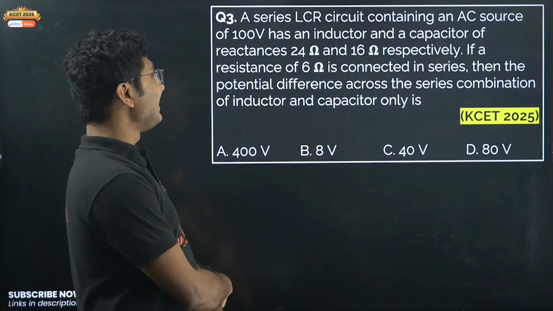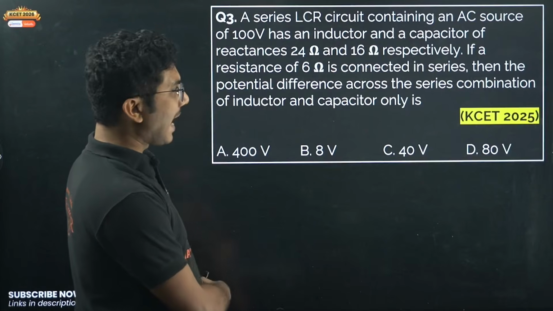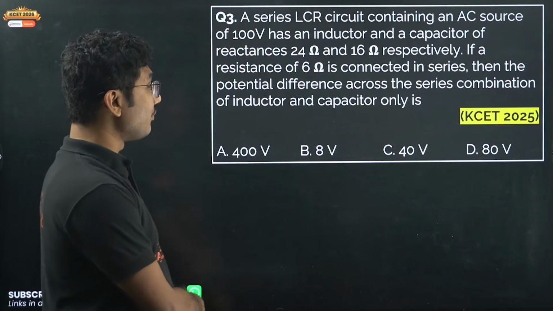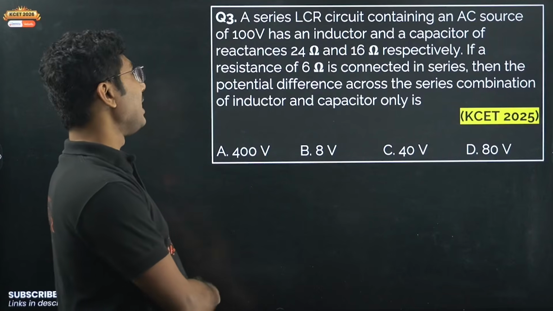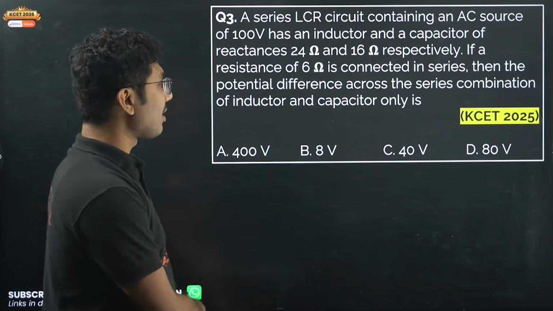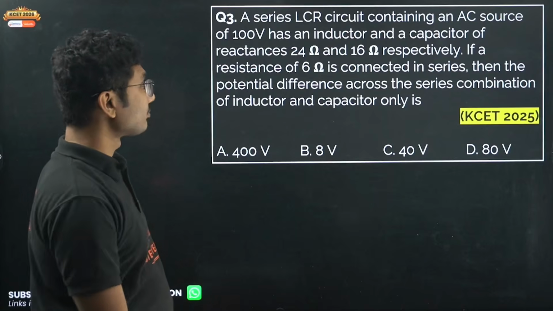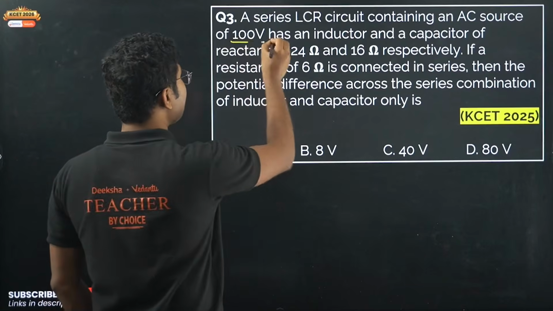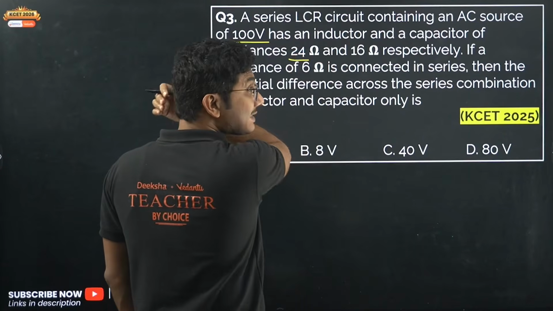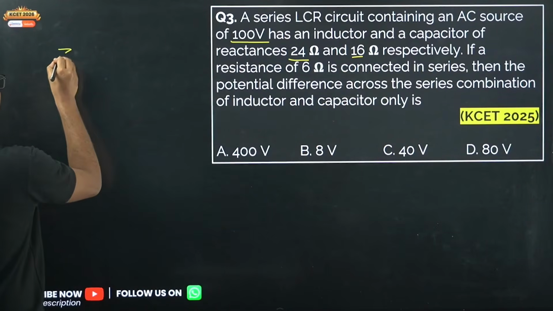Next, a series LCR circuit containing an AC source of 100 volt has an inductor and a capacitor of reactances 24 ohm and 16 ohm respectively. If a resistance of 6 ohm is connected in series, then the potential difference across the series combination of the inductor and capacitor only is. So the voltage given here is 100 volt. The capacitor and inductor reactances are given. Now what you have to do, first of all, is calculate the impedance of the circuit.